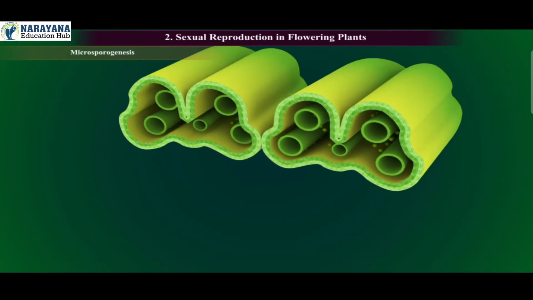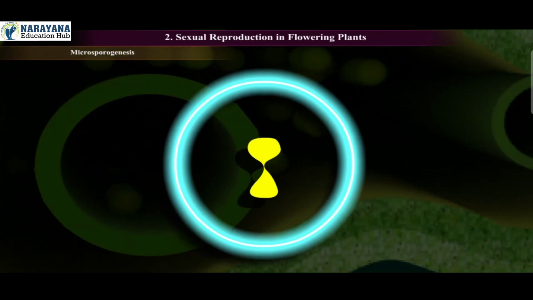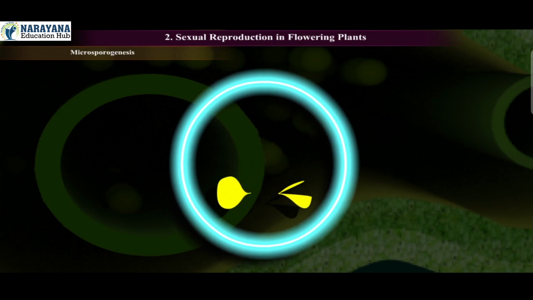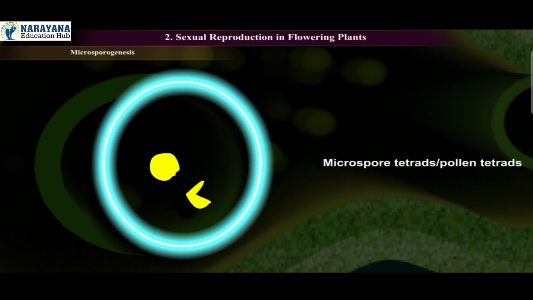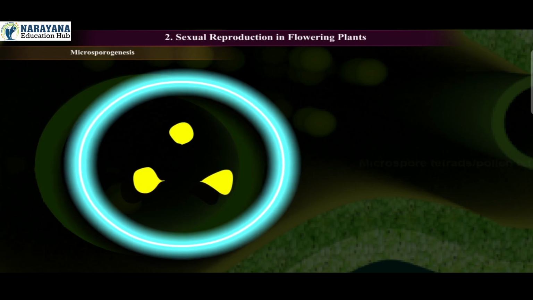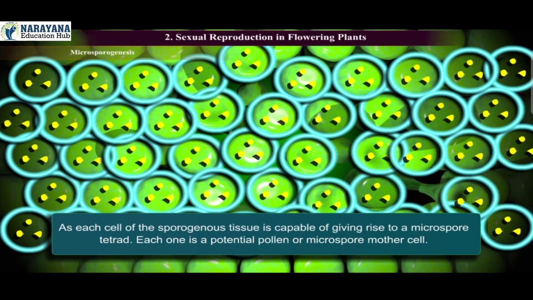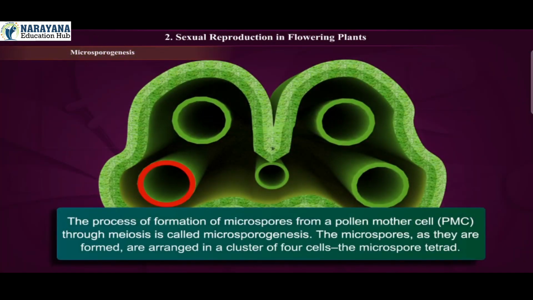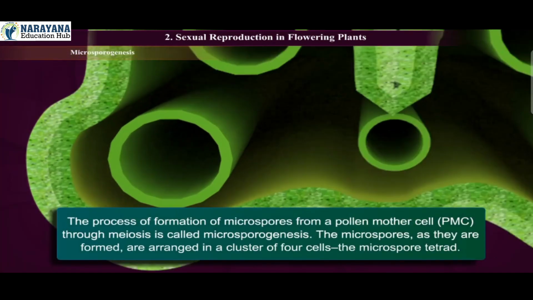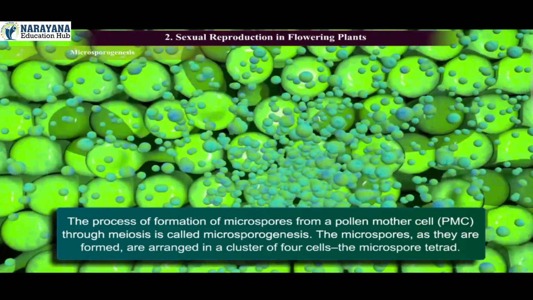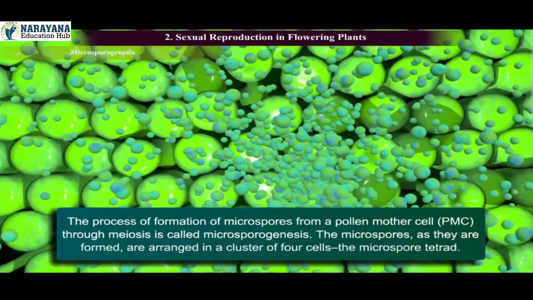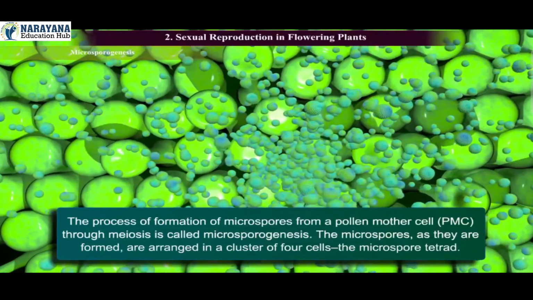Microsporogenesis. As the anther develops, the cells of the sporogenous tissue undergo meiotic divisions to form microspore tetrads or pollen tetrads. As each cell of the sporogenous tissue is capable of giving rise to a microspore tetrad, each one is a potential pollen or microspore mother cell. The process of formation of microspores from a pollen mother cell, that is PMC, through meiosis is called microsporogenesis.